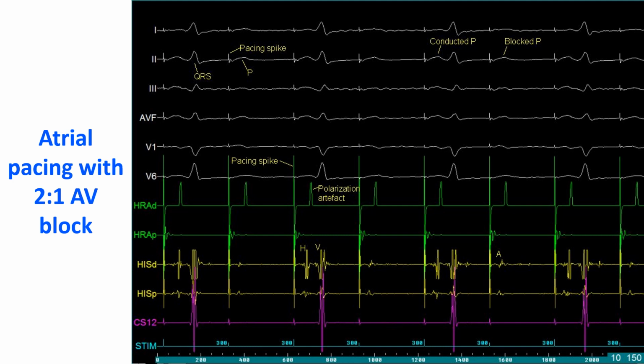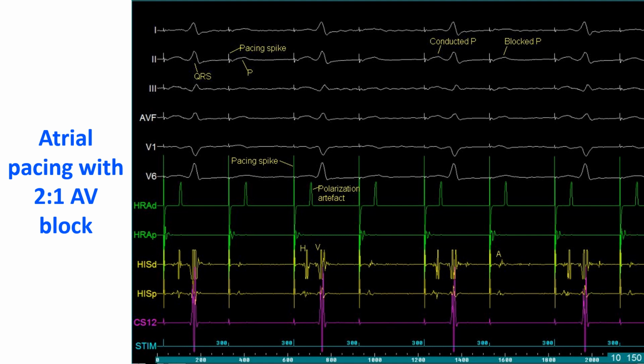The polarization artifact is seen in HRAD, high right atrium distal channel. This suggests that the pacing stimulus is being delivered from this electrode pair. HRAP, HRA proximal channel does not show this artifact, nor does any other channel. The polarization artifact is seen as a broader signal with an amplitude lesser than that of the pacing stimulus in the channel from which the pacing stimulus is being delivered. This artifact helps us to find the site of pacing when an EP tracing is given.